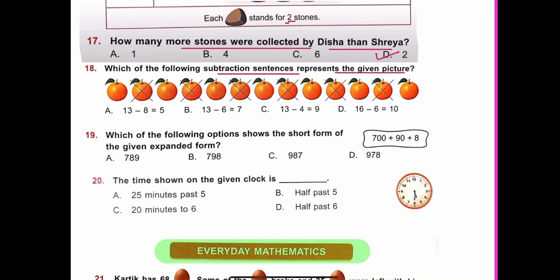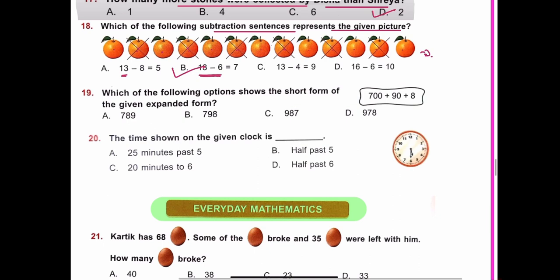So this is the given picture. We first find out the total number of oranges. 1, 2, 3, 4, 5, 6, 7, 8, 9, 10, 11, 12, 13. So the first value is 13. The second value is minus the crossed ones. 1, 2, 3, 4, 5, 6. 13 minus 6. This is the correct one. So this is correct.